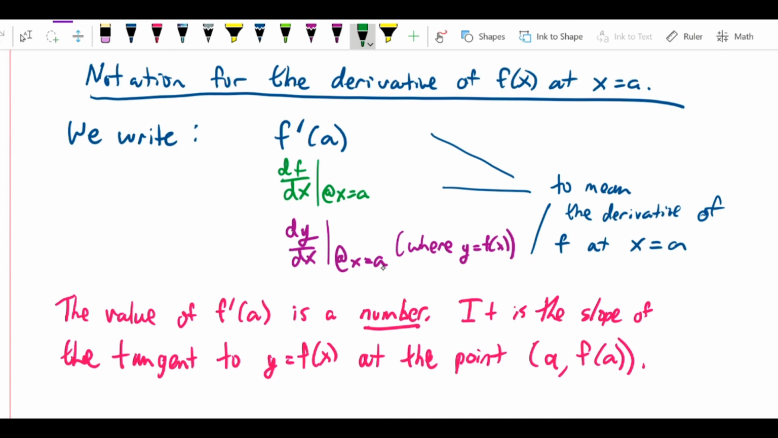And just to be clear, the value of f prime of a, or any of these other symbols, is a number. I just want to be clear on that. It's a number. It's the slope of the tangent to the graph of y equals f of x at the point (a, f of a).